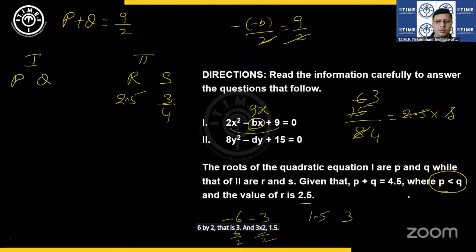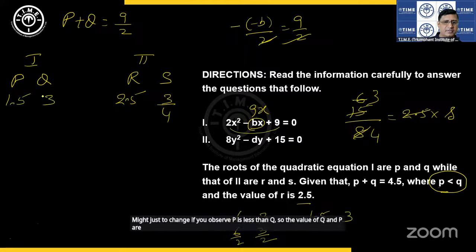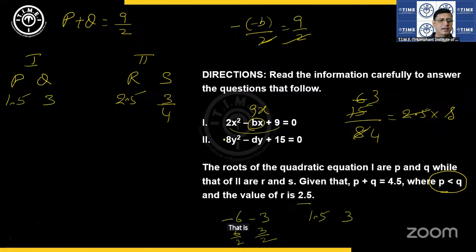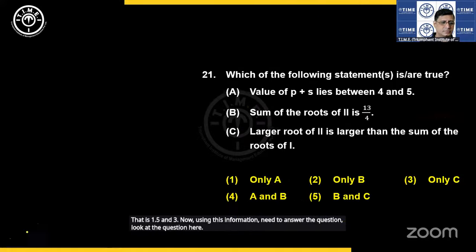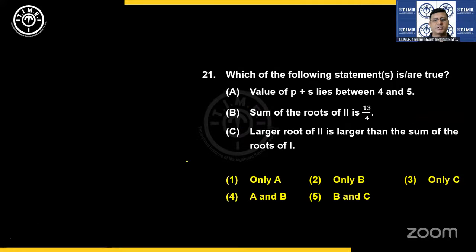My dear students, if you observe, P is less than Q, so the values of P and Q are well defined here. That is 1.5 and 3. Now, using this information, we need to answer the question. Look at the question here. Which of the following statements are true?